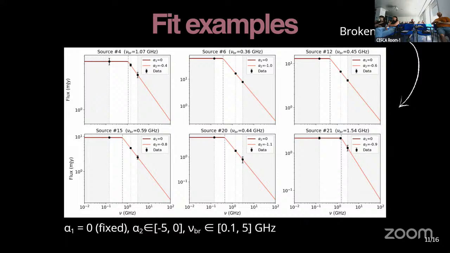This would be an extrapolated part, and this is the part where we have our 3 data points. We can see the break frequency in most cases lies between the loss frequency and the first frequency, these 2 points. And most of the fittings behave as we expected.